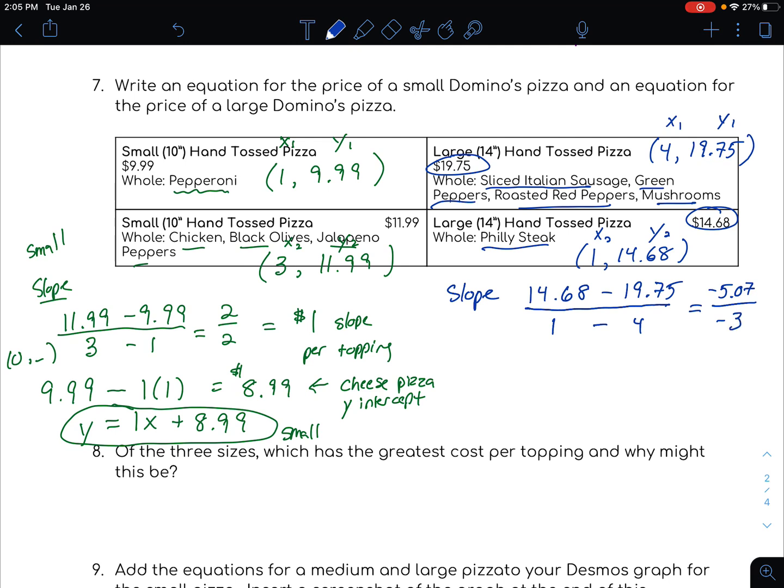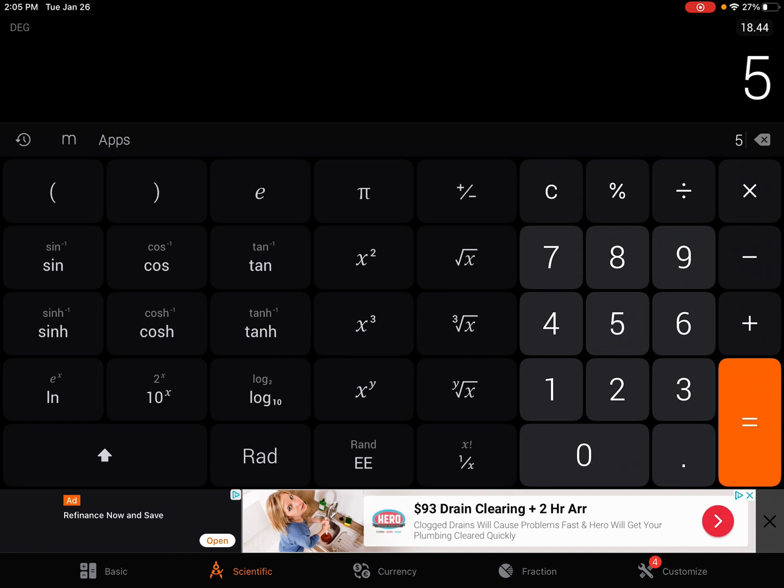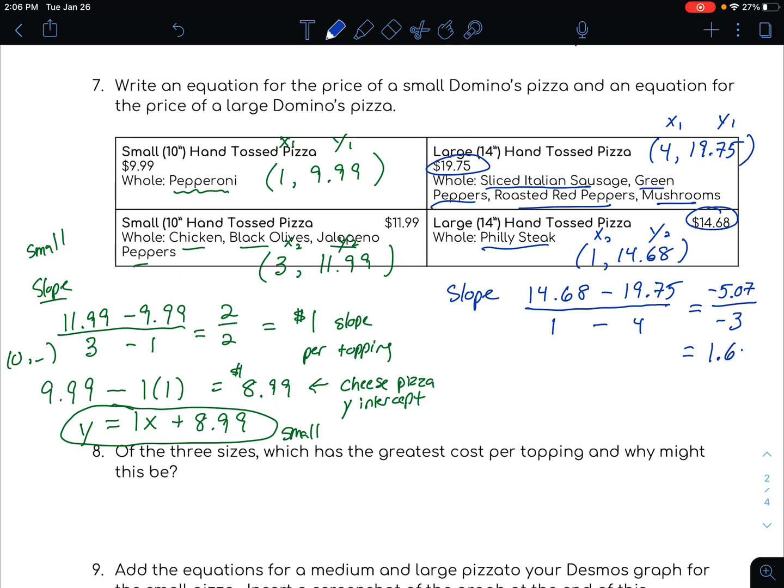Eesh. So that's not a real wonderful sort of fraction there. But let's just take those and divide them. So 5.07, and I put a negative out in front of it, and then divided by negative 3, 1.69. Okay, so $1.69. So that's our per topping. That's our slope, remember? But also our per topping price.